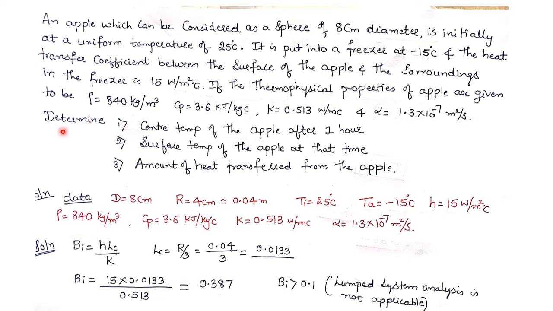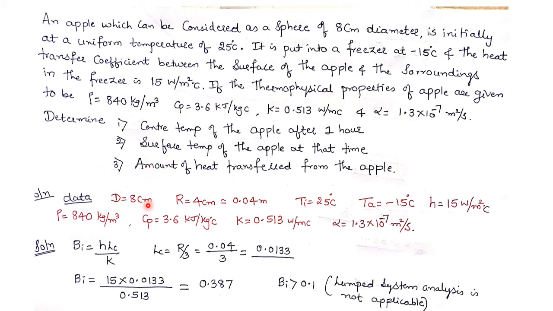So he has asked us to determine the center temperature of the apple after 1 hour, the surface temperature of the apple at that time, and the amount of heat transferred from the apple. As in all the previous problems for slab and cylinder, we are asked to calculate the center temperature, surface temperature, and amount of heat transferred. So as usual we'll solve the problem. First, let us write the given data.